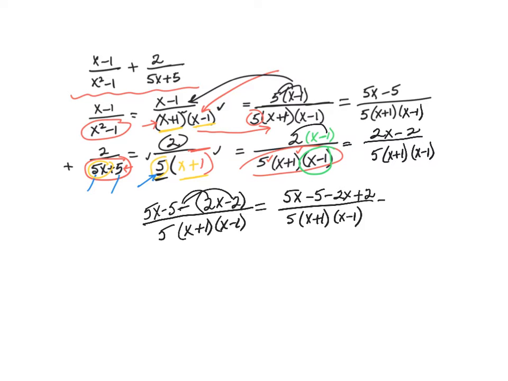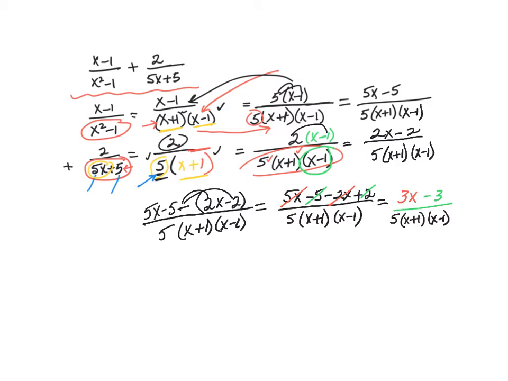All right, let's combine like terms and we're going to be finished. We have 5x minus 2x, that's going to give us 3x. And we have negative 5 plus 2, that's going to give us a negative 3. And in the bottom, we are going to have 5 times x plus 1 times x minus 1.